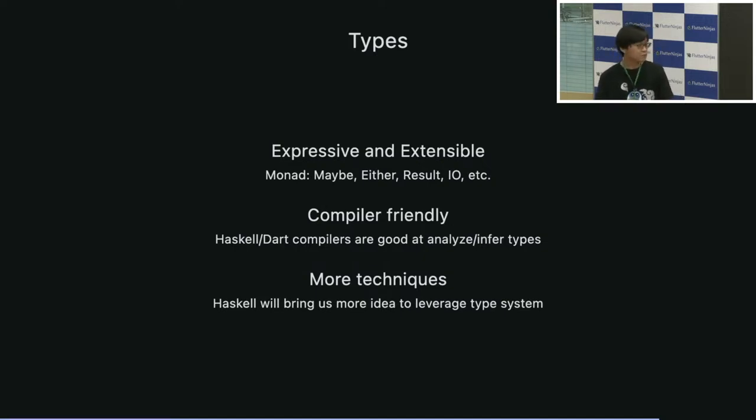And as long as we leverage the types, the compiler can easily infer or analyze whether our program is doing the right thing or not. Because the compiler cannot understand the operation, but the compiler can understand the type, right? So it is the same story with Haskell and Dart. So by importing the approaches and techniques of the type system from Haskell, our program can be better.